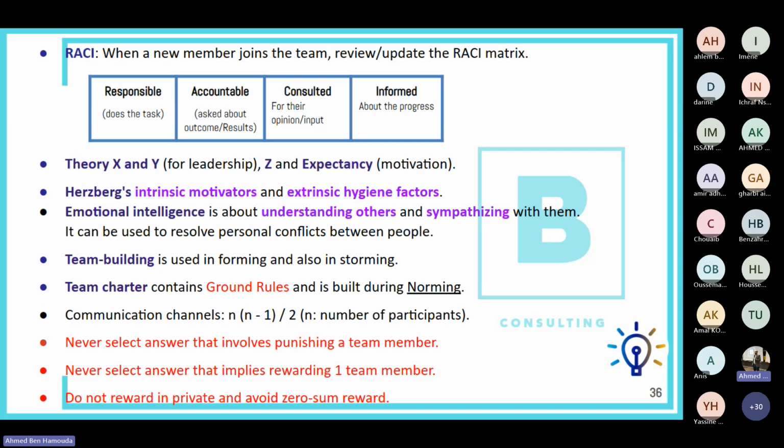Also, understand that emotional intelligence can be important. It can help answer one or two questions in the PMP exam. So emotional intelligence is about understanding others, sympathizing with them. Okay, and it can be used also to resolve conflicts among the team members or the stakeholders. Now, in the PMP exam, a question is about emotional intelligence in case they mention some terms such as happy, emotions, dissatisfaction, etc.